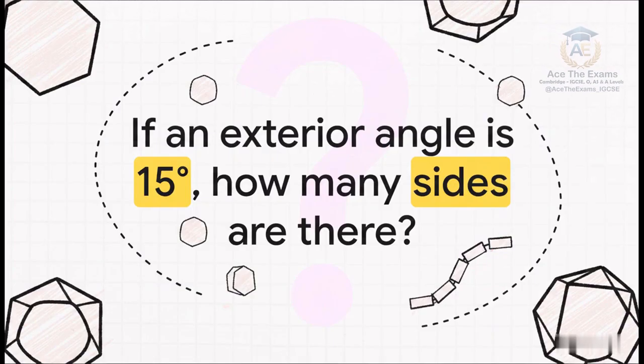Okay, let's do a quick challenge. Let's reverse engineer the rule we just learned. If I tell you that every exterior angle of a regular polygon is 15 degrees, can you figure out how many sides the polygon has? Take a second to think about the formula we just used.